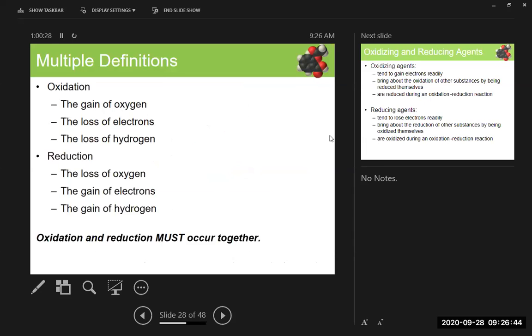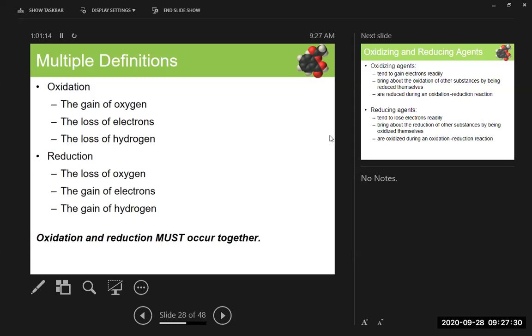So let's talk a little bit about some additional definitions of oxidation and reduction. Oxidation, as I said, is loss of electrons. It also occurs when you gain oxygen. That one always made sense to me. If something picks up oxygen, it's undergone oxidation. Also, if it loses hydrogen, that's oxidation. So there are three definitions. The standard one is loss of electrons, that's oxidation. Definitely know that. But gain of oxygen and loss of hydrogen also happen in an oxidation process.